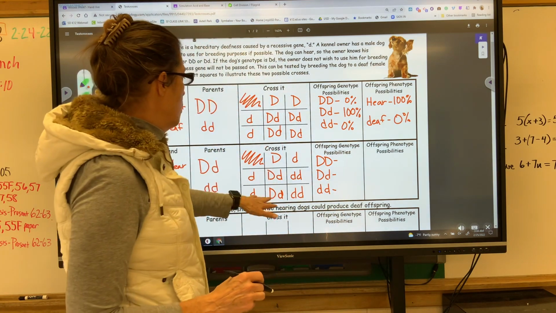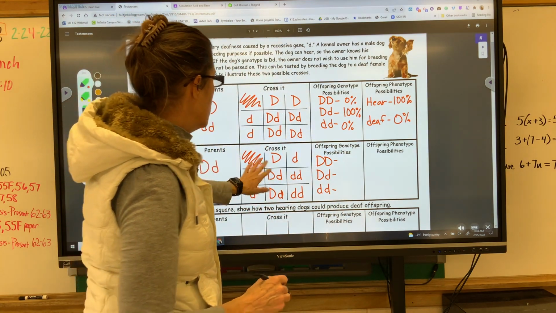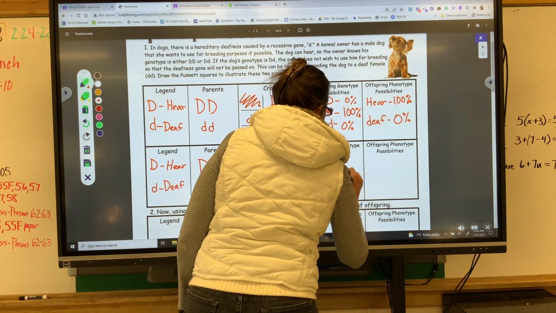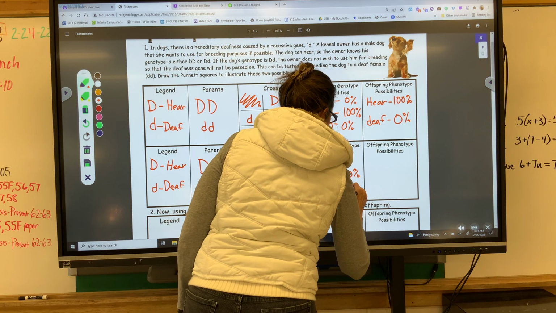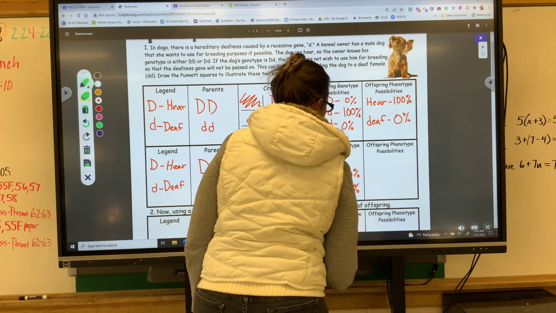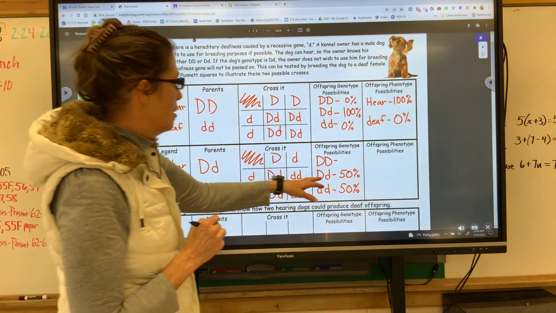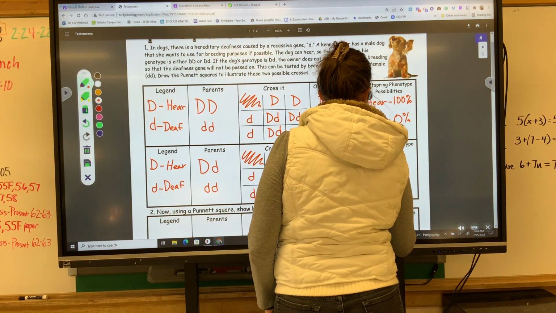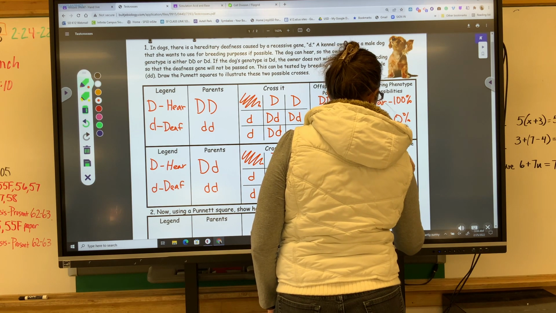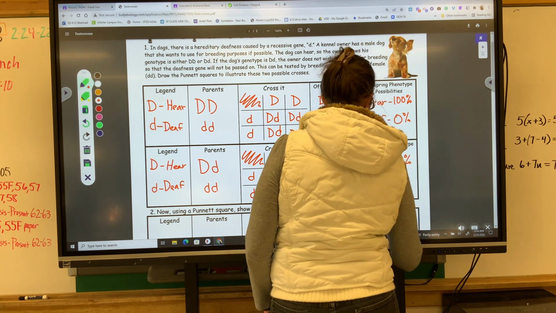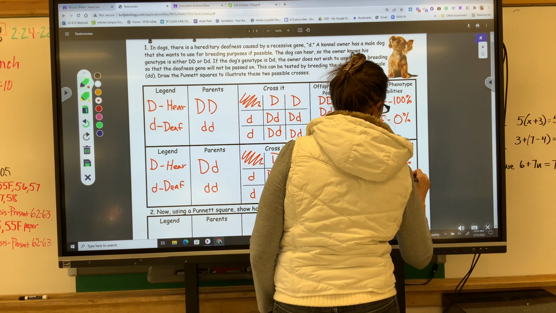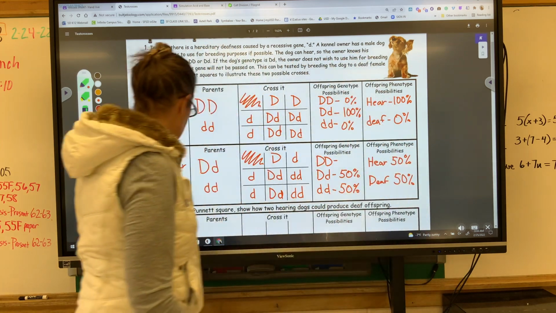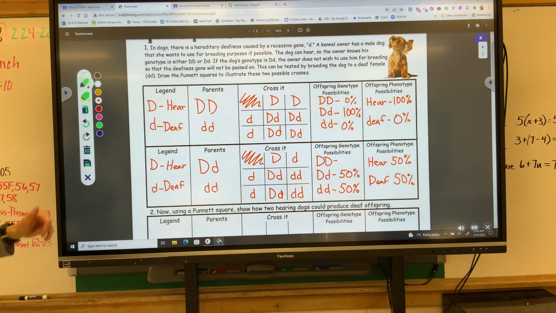Okay? What's our percent here? It looks like 50% will be heterozygous and 50% will be recessive. What will that look like? 50% will be able to hear, and then on the deaf you will have 50% will be deaf. Okay? That is the answer to the first question.